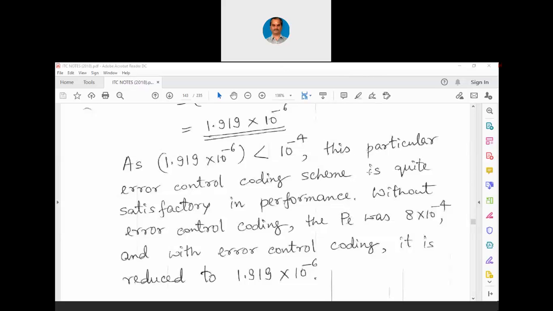Okay. So here you can see that the error is reduced to approximately 2 into 10 power minus 6. But what was the overhead? The overhead was, instead of 1 bit, additionally we added 2 bits and we were transmitting 3 bits.